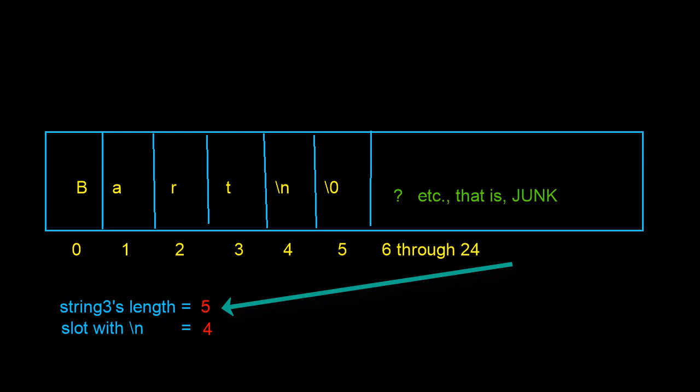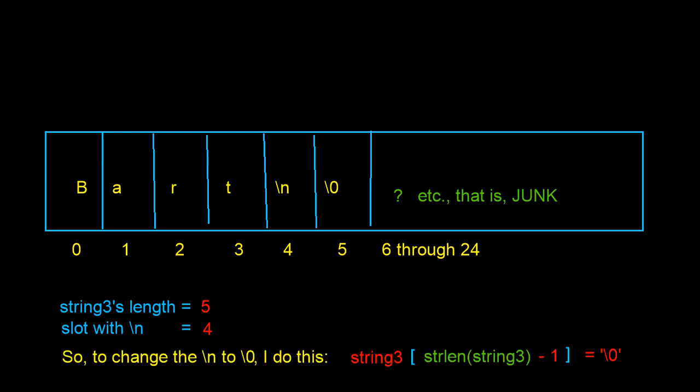I want to replace the \n with another terminating 0. So the length of string 3 is 5, and the slot where the \n is located is slot 4. That tells me if I know the length, I can calculate the slot where the \n is located. To replace the \n with a terminating 0 takes only one line of code. I use some color here in this line of code just to help you focus on the syntax.